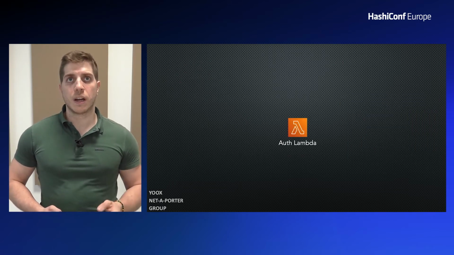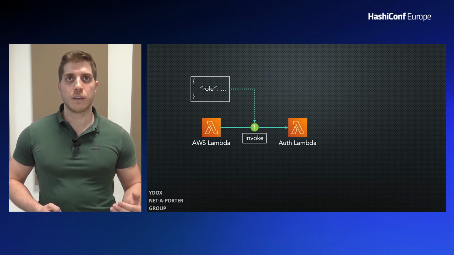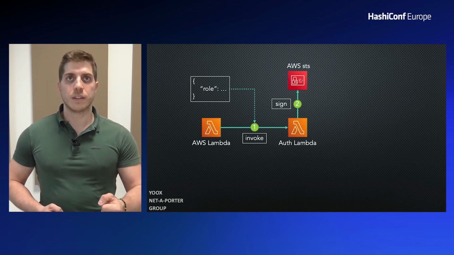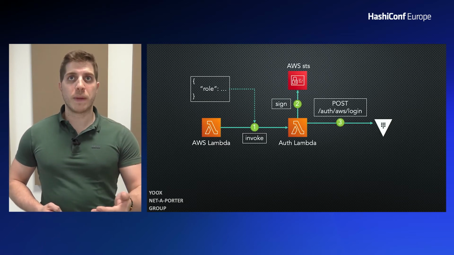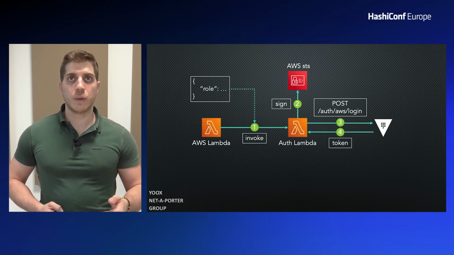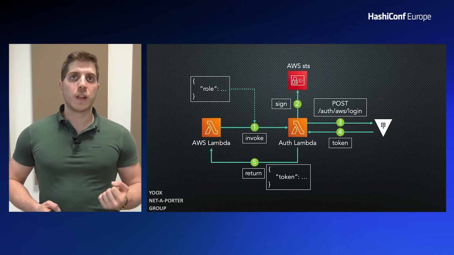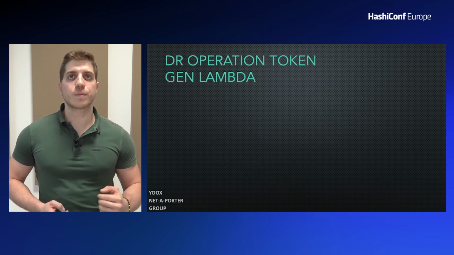Now let's see a graph. We have our auth Lambda, which will be invoked by another function, passing the role as a payload. Now this Lambda will sign the payload using the AWS STS service. It will make a POST request to the /auth/aws/login endpoint of our Vault cluster, and then Vault will return a token. After that, the auth Lambda will be able to return the payload to the calling Lambda.